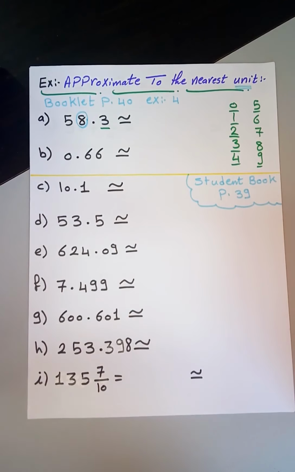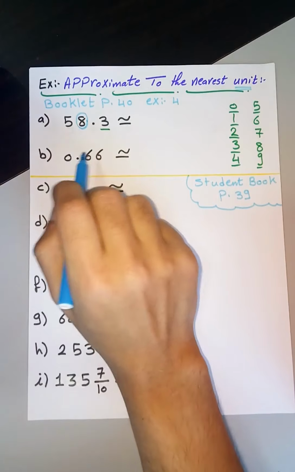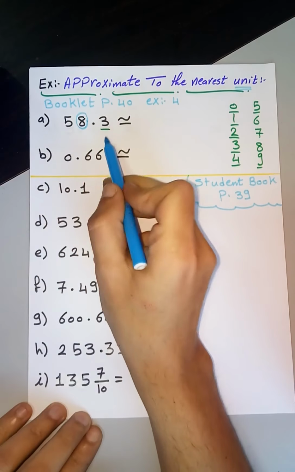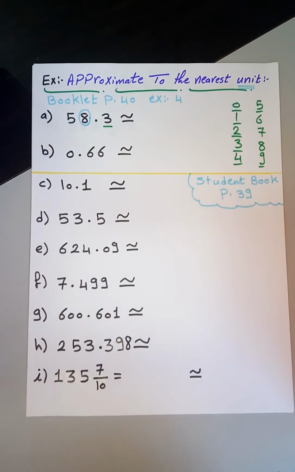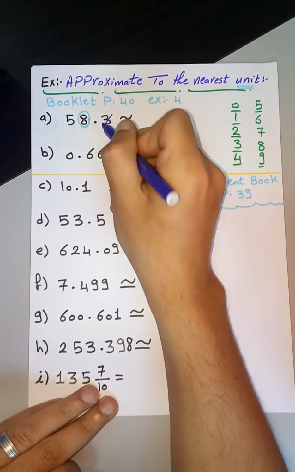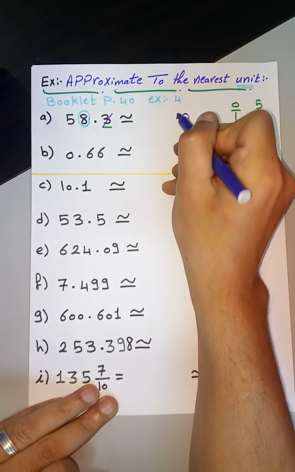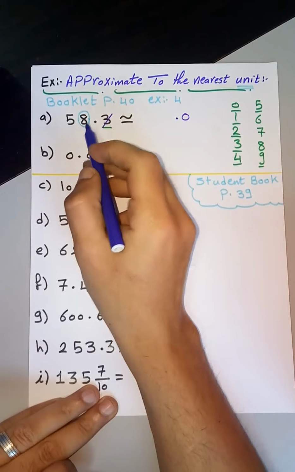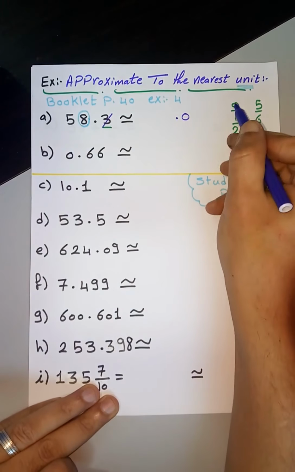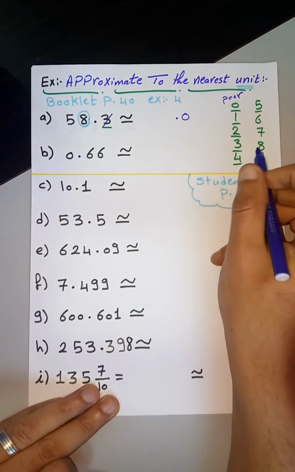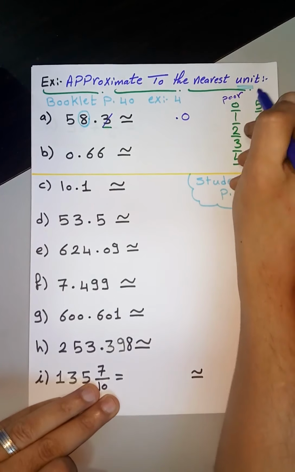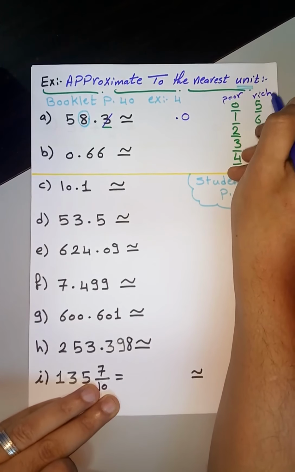Let's see. Now we have 8, which is the unit digit, and we underline the number 3, which is the following digit, and the following digit is a number less than 5. So this number will be changed to 0, and 8 is not going to be increased, because numbers from 0 up to 4 are poor numbers, but numbers from 5 up to 9 are rich or strong numbers.